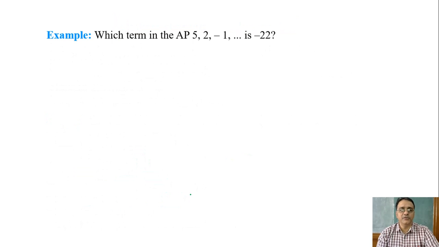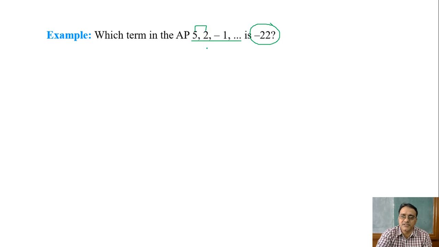Okay, now we'll move towards the next question. The first type was to find which term, if the AP is given. So which term in the AP is minus 22? How do you have to solve? First you write the AP, and what is the first term here? 5.